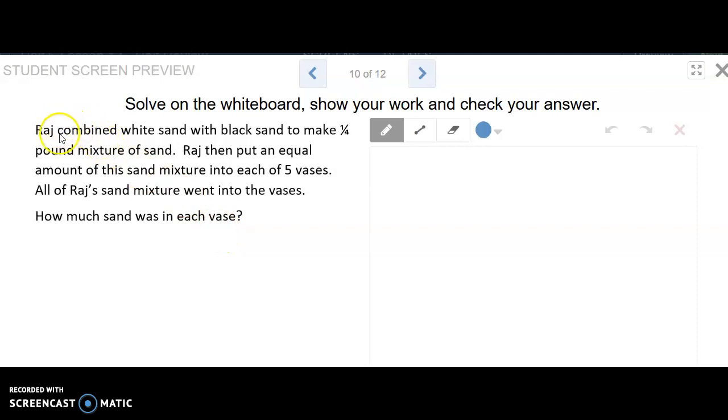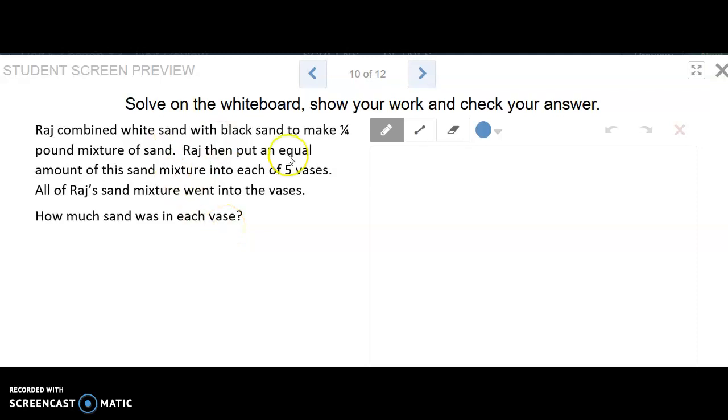So let's see here. Raj combined white sand with black sand to make 1/4 pound mixture of sand. Raj then put an equal amount of sand mixture into each of 5 vases. All of Raj's sand mixture went into the vases. How much sand was in each vase?